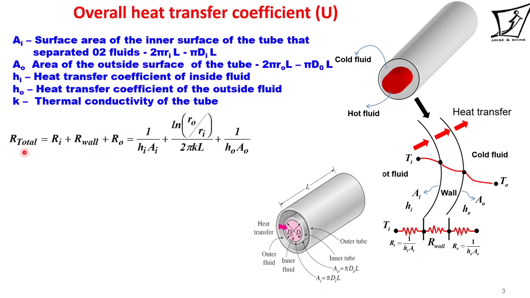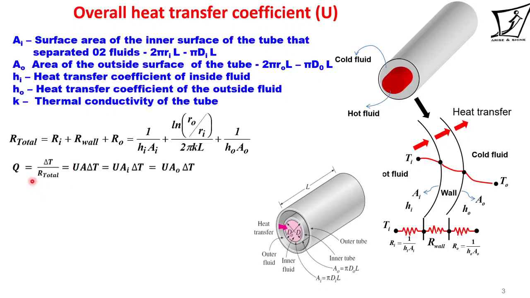So the total thermal resistance offered to the path of the heat flow by this entire tube-in-tube heat exchanger will be summation of thermal resistance offered by hot fluid, inside fluid, that will be convective thermal resistance, offered by material of the inside tube, which will be conductive thermal resistance, and thermal resistance offered by outside fluid, that is cold fluid, and once again it will be convective thermal resistance. So it will be given by 1 over HiAi plus ln(Ro/Ri) over 2 pi K L plus 1 over HoAo, where the middle term represents conductive thermal resistance offered by cylindrical wall.